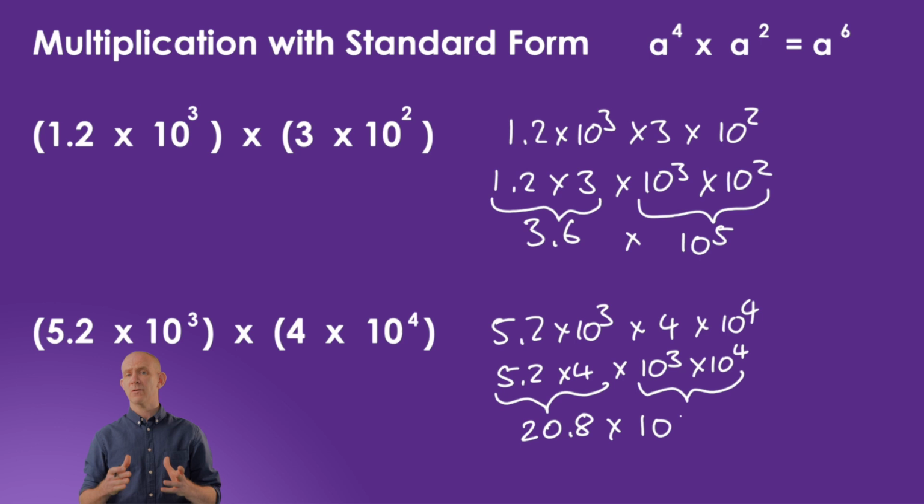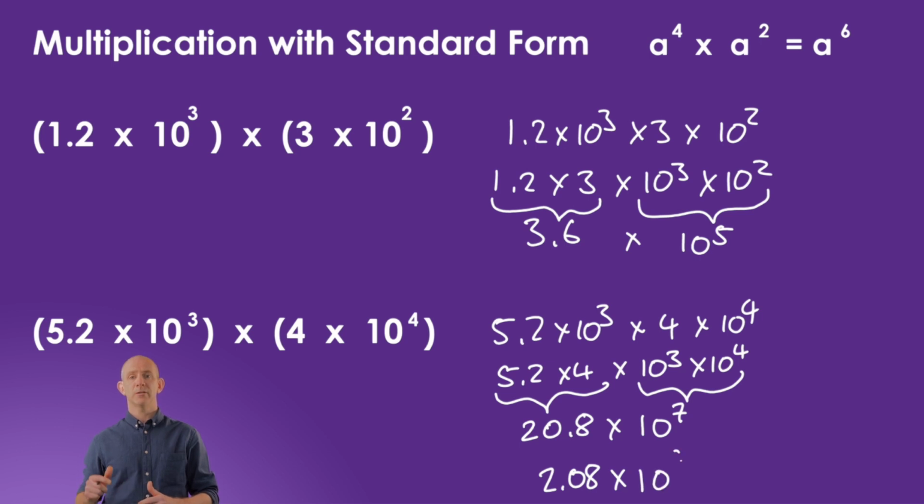Now this isn't in standard form yet because the number that we have before the times by 10 is greater than 10. So we're going to reduce that by dividing it by 10. Because I'm reducing that number down, the power goes up. So reduce it down to 2.08, and the power of 10 goes up to 10 to the power of 8, and we get the answer 2.08 times 10 to the power of 8. And now we can complete that multiplication to find out our answer.